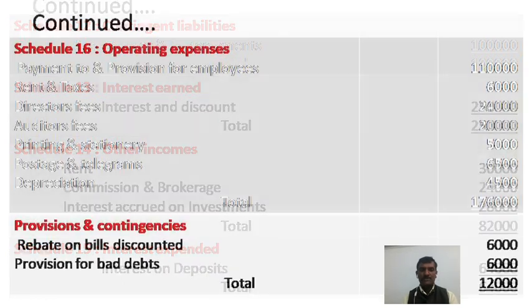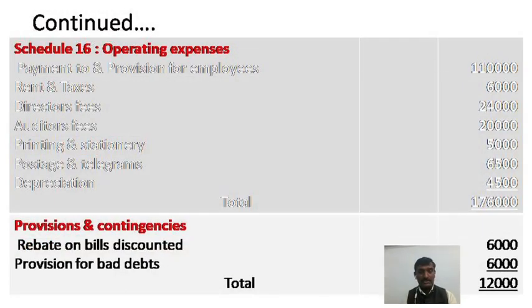And the most important item, schedule number 16, operating expenses. We have items like payments to and provision for employees, rent and taxes, director's fees, auditor's fees, printing and stationery, postage and telegram, and depreciation. These are the important items of operating expenses which are available in the trial balance, and the total is rupees 1,76,000.